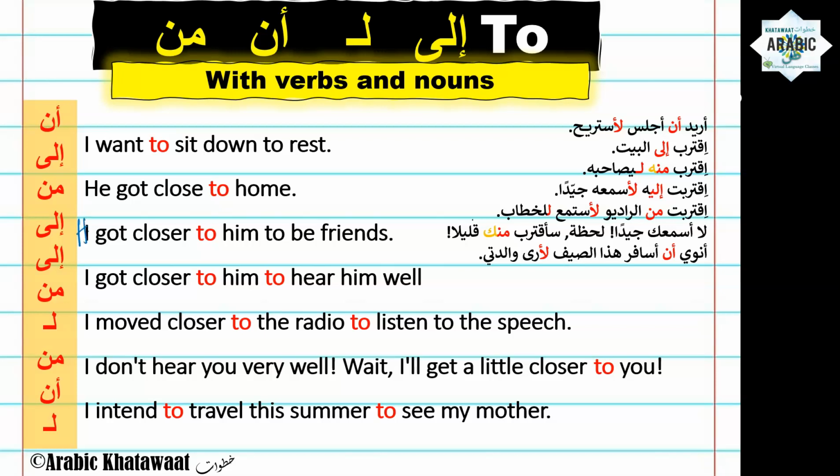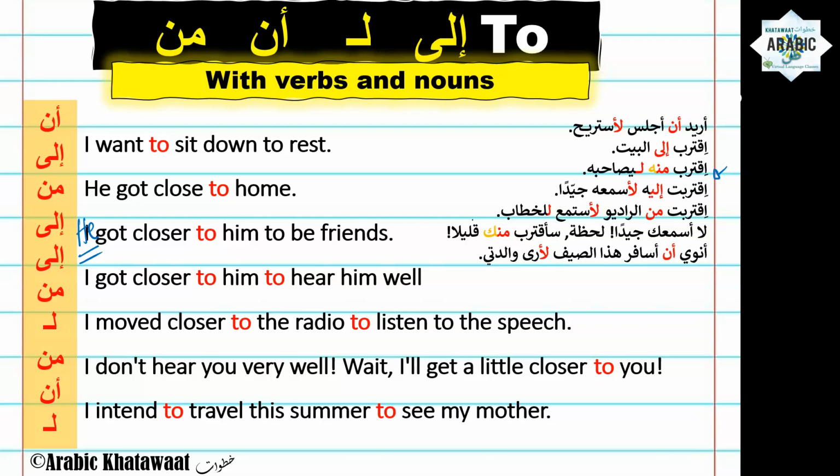So in the example we have in Arabic is اقترب. He got closer to him. I got closer to him to hear him well. اقتربت إليه لأسمعه جيدا. I moved closer to the radio to listen to the speech. اقتربت من الراديو لأستمع للخطاب. I don't hear you very well. Wait, I'll get a little closer to you. لا أسمعك جيدا. لحظة, سأقترب منك قليلا.